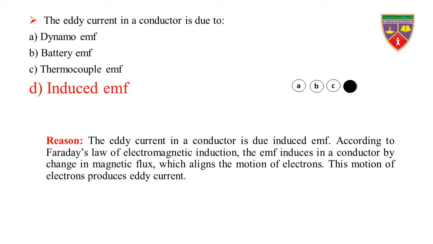Reason: the eddy current in a conductor is due to induced EMF. According to Faraday's law of electromagnetic induction, the EMF induced in a conductor by a change in magnetic flux aligns the motion of electrons. This motion of electrons produces eddy current. Hence, the eddy current in a conductor is due to induced EMF.